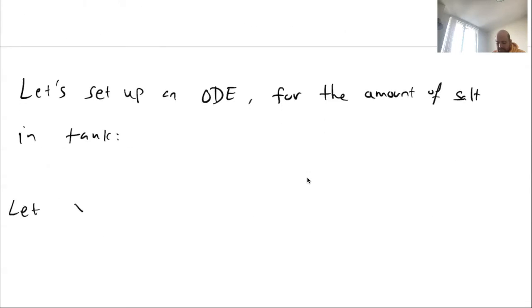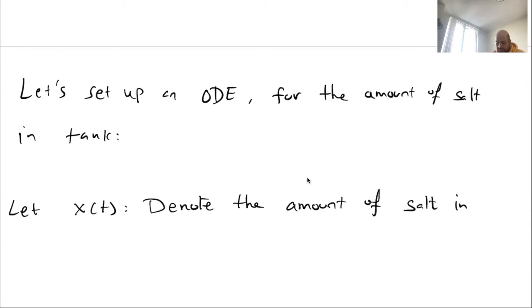So now let x of t denote the amount of salt in the tank at time t. So first we need to assign a letter. X of t, we assume that x of t denotes the amount of salt in the tank at time t.